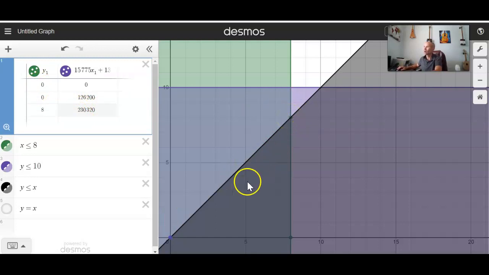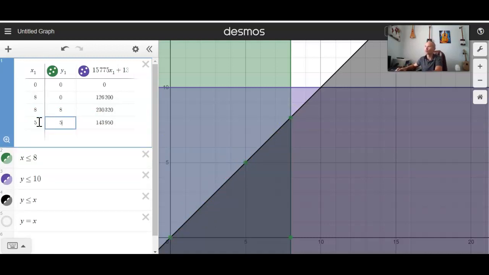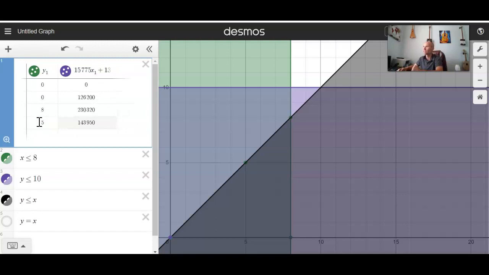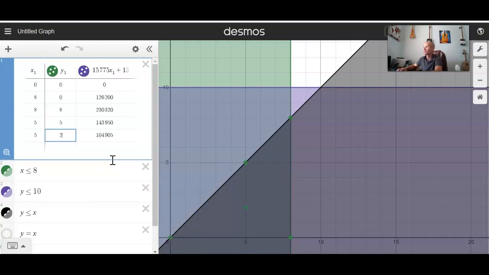And we said that anything along this line, like 5, 5, is not going to do any better because the more flights we have, the higher the revenue. You can see that gets us 143,000, which is better than 8, 0, but it's not better than 8, 8. And let's pick something in here, like maybe 5, 2, a point almost in the center there. Well, that generates a lot less, once again, because we're picking fewer flights than we possibly can, and the more flights, the more money.